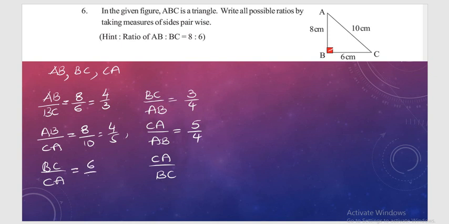BC is 6, CA is 10, so I can write it as 3 by 5. Similarly, I can write the reverse as 5 by 3. So totally how many ratios are possible? 1, 2, 3, 4, 5, 6. Right? Totally 6 ratios are possible here.